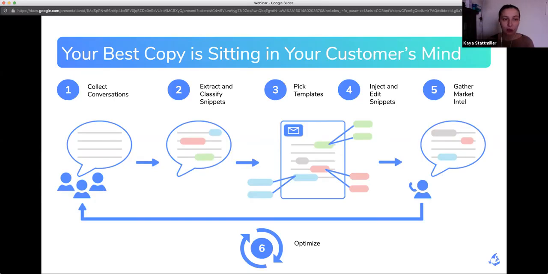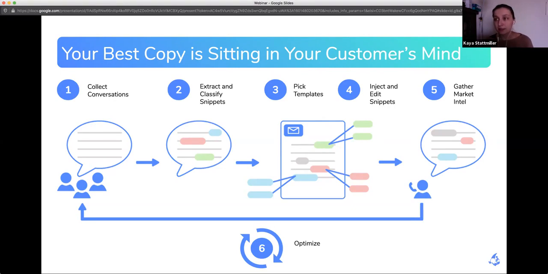First of all, you need to collect the conversation, and here, a very important thing is the market segment, because it's about understanding my business, knowing me. So you need to collect conversation from the right segments and personas. Then extract and classify snippets. Snippets basically are the key phrases from the conversation.